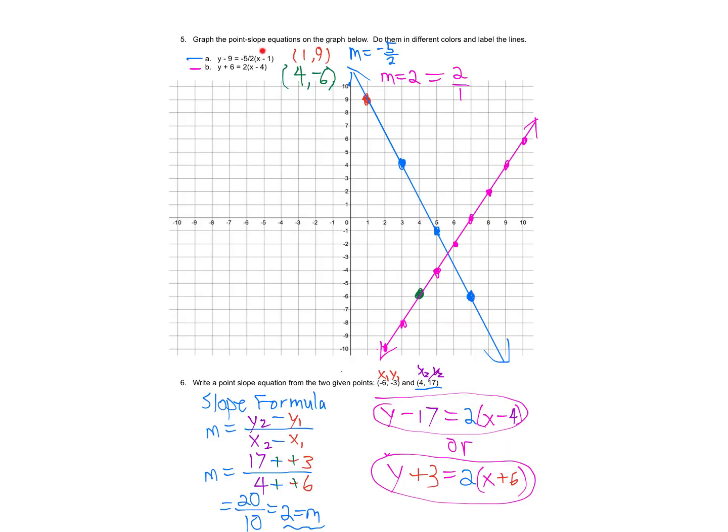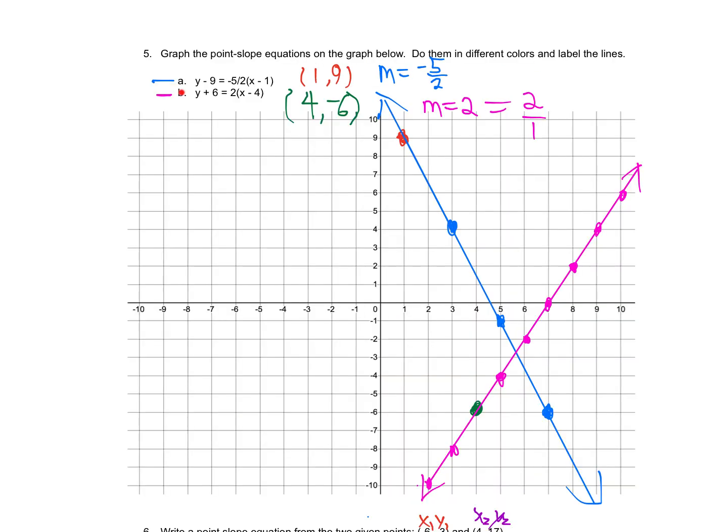And number 5, we're going to graph the point slope equation. And we're going to do this in either different colors or label them. So the first one is y minus 9 equals -5/2 times x minus 1. Again, figure out your point. The opposite sign, because it's x minus 1, turns into a positive 1 for the x. Y minus 9 is my equation part, so it's turned into an opposite sign, so it's positive 9. So I have a point at 1, 9.